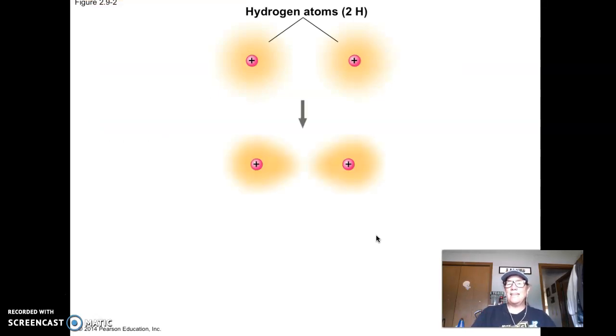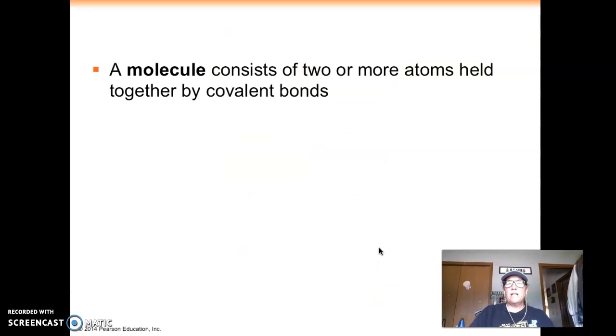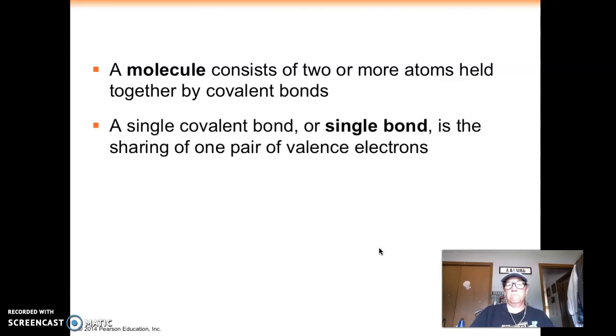Hydrogen each has one, it needs two. So what it'll do is the two guys will hang together. You have your two nuclei, each with one proton, and then you'll have two electrons in here. Great. They'll stick together and they'll form a molecule. Okay? So if they share electrons, it forms a molecule. If they transfer electrons, it's called ions. So a molecule is two or more atoms held together by covalent bonds.